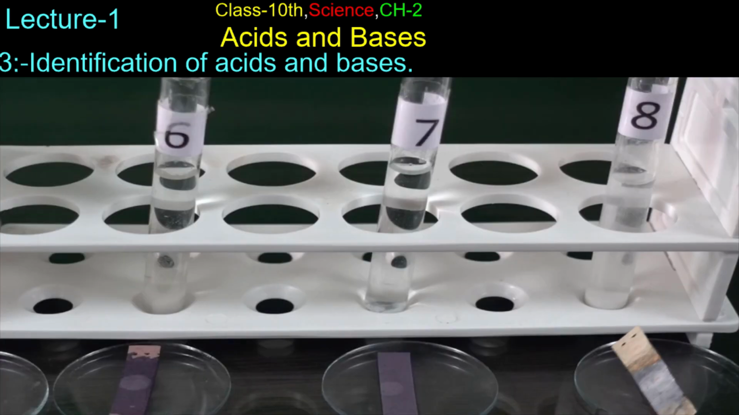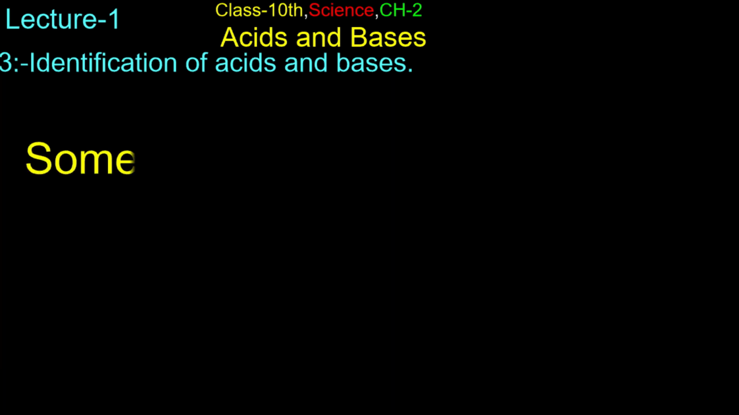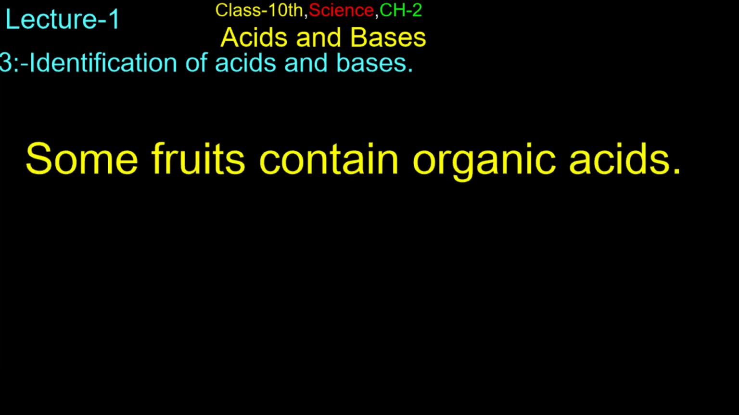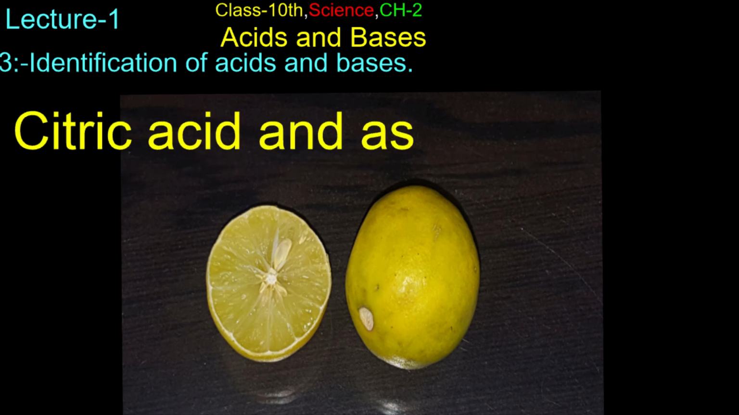The compounds that turned red litmus blue are bases, and these are the compounds that I dissolved in water in test tubes 6, 7 and 8: sodium hydroxide, potassium hydroxide, and calcium hydroxide. All these are bases. In many fruits, organic acids are present. For example, citrus fruits have citric acid and ascorbic acid.